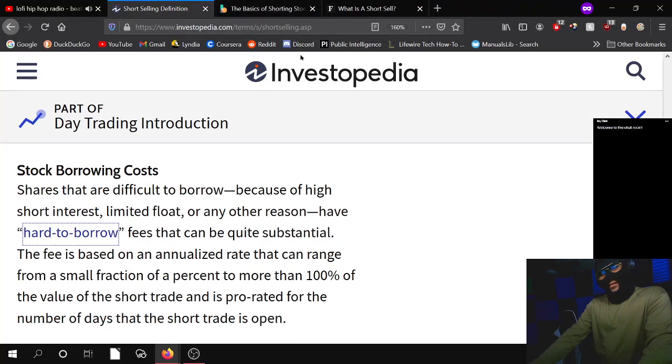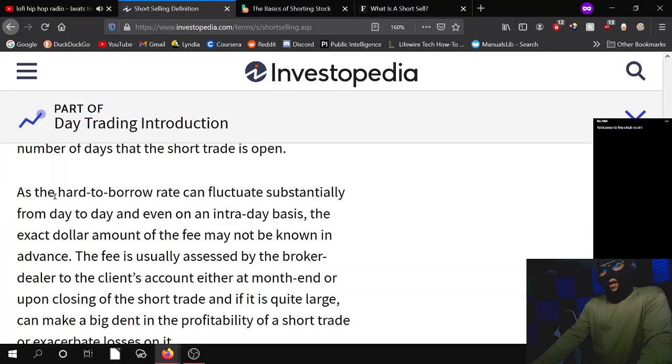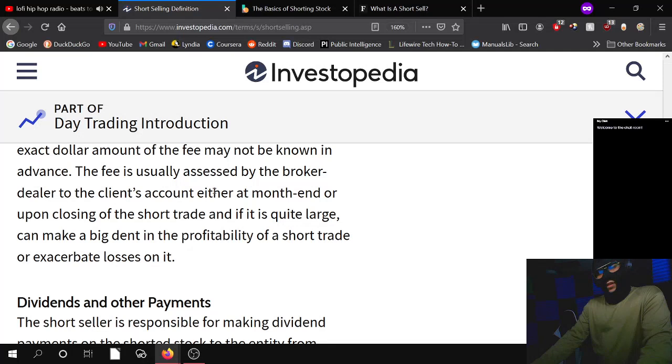Alright. Now let's go to the fee. It is based on an annualized rate that can range from a small fraction of a percent to more than 100% of the value of a short trade and is prorated for the number of days that the short trade is open. As the hard to borrow rate can fluctuate substantially from day to day and even on an intraday basis, the exact dollar amount of the fee may not be known in advance. The fee is usually assessed by the broker dealer to the client's account either at the month end or upon closing of the short trade.